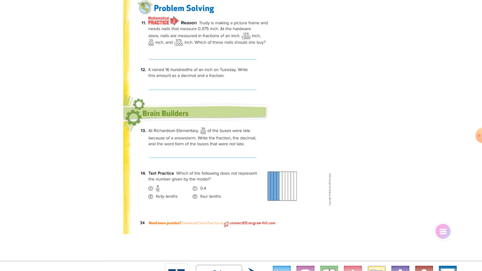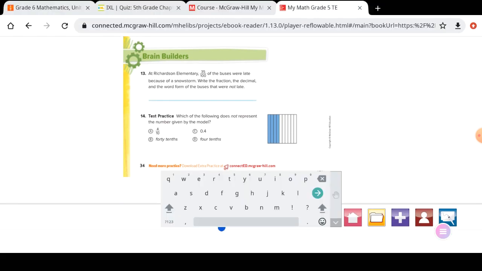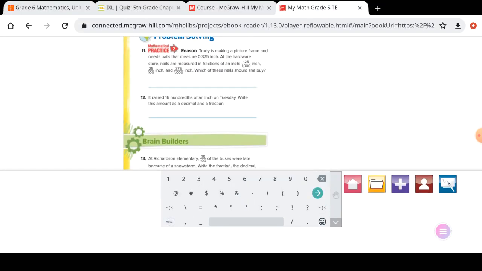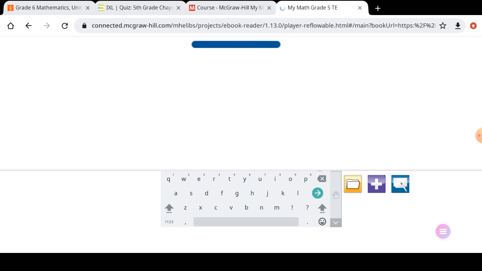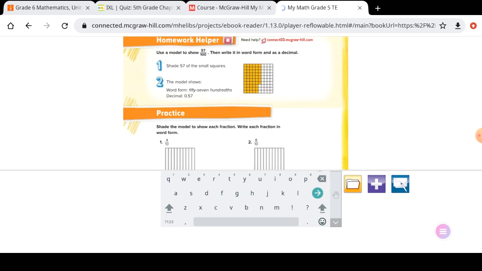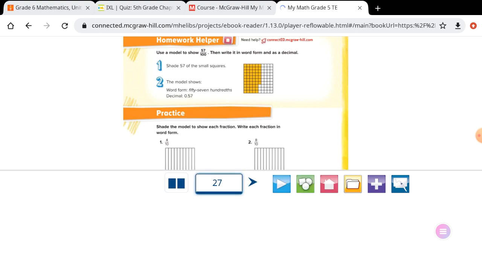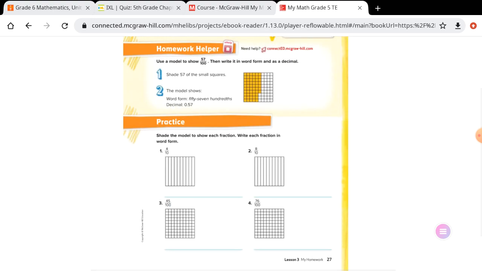Then go back to page 29, I believe. Someone go there and tell me if that's the... Okay, so go to page 27. Just because each one doesn't give us much practice. On this one, it says shade the model, show the fraction in word form. What else do you think I want, Hully? The decimal. So just add in the words and decimal. Okay, and you're doing those 4 problems on page 27.